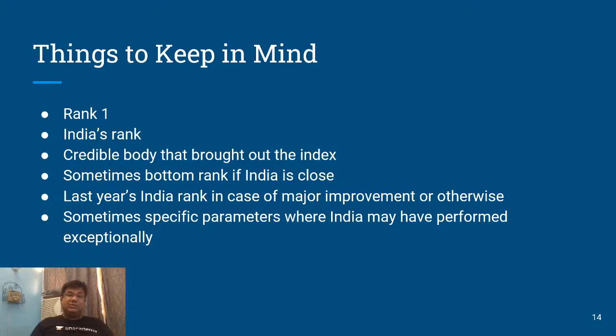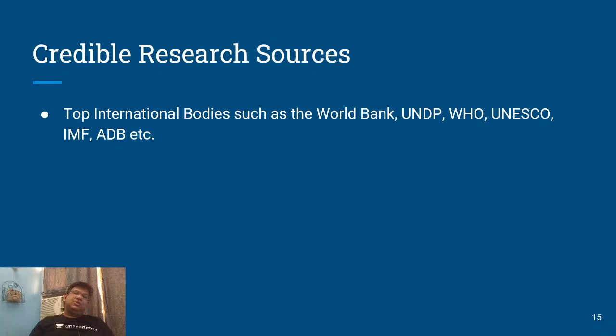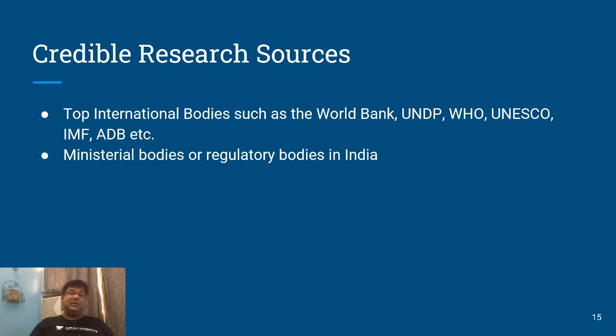Okay, so I mentioned this word credible sources. Now, how do you understand what is a credible source? So, these are some of the credible research sources. Some are international bodies such as World Bank, UNDP, WHO, UNESCO, IMF, ADB, any of the other UN bodies, any of the other supranational banks is something you will need to consider.